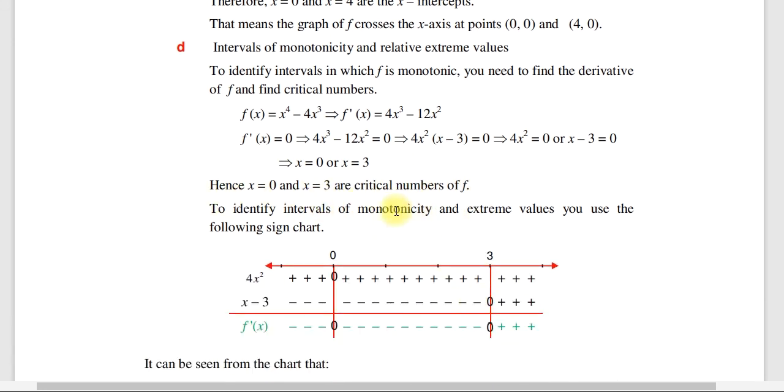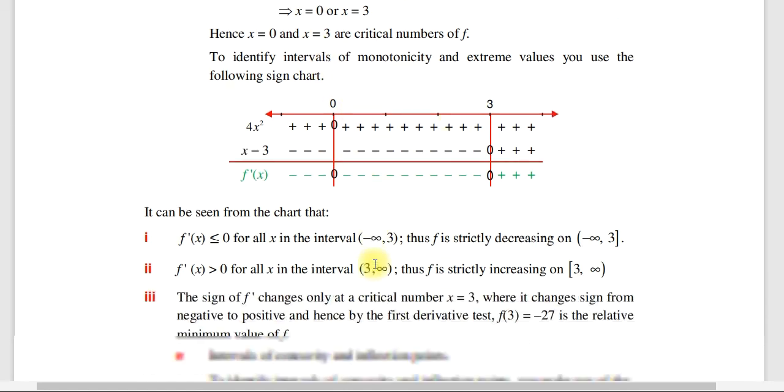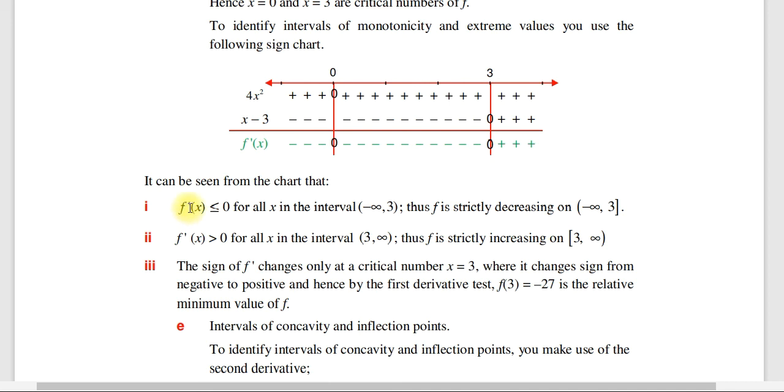So, to identify the intervals of monotonicity and extreme value, you use the following sign chart. First, f prime is negative for x in the interval negative infinity up to 3.